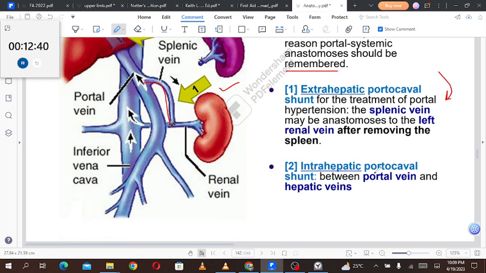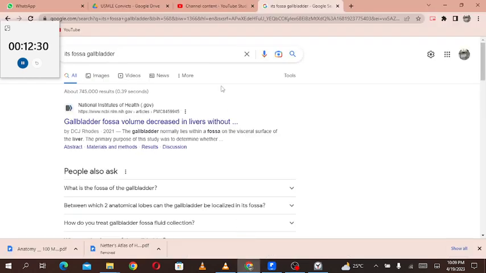Then we have the intrahepatic portocaval shunt between the portal vein and the hepatic veins. This is called the TIPS procedure. I don't know the full form of TIPS. Let's see that. What's the full form of TIPS?